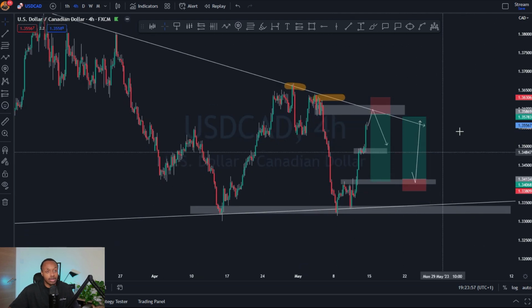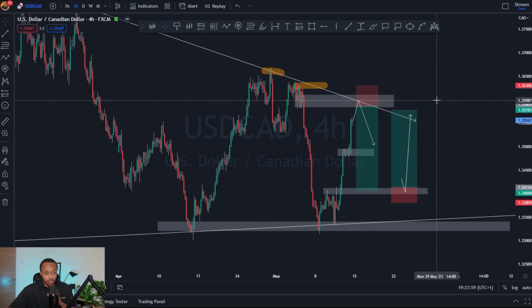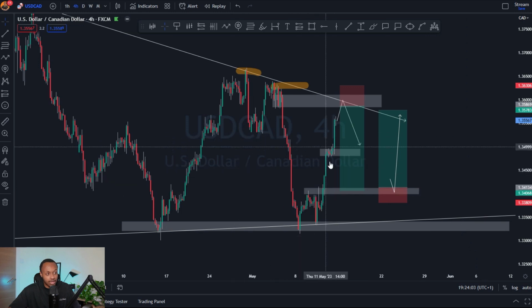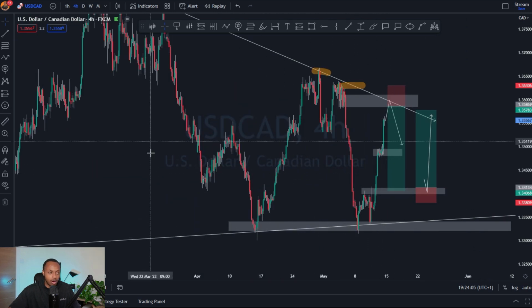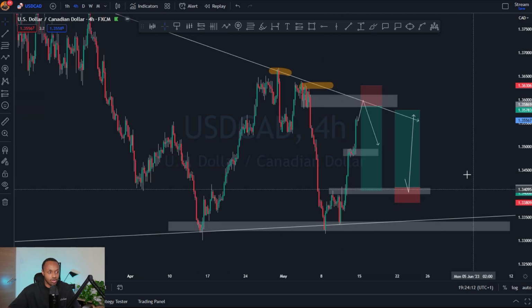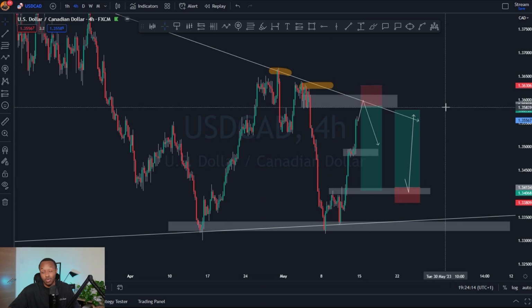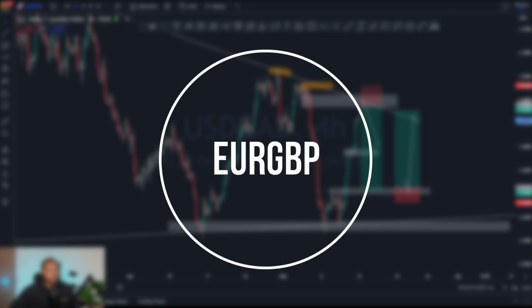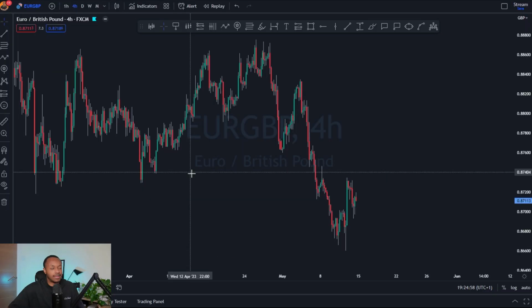So this is what I'm looking at for USD CAD into next week. Sells from around 1.36 and also buys from 1.34. Anything in here I'm not interested at all. Again, the market's kind of consolidating. I want to be sure that I'm at least trading from some solid areas where I can get a safe stop loss. So this is kind of my forecast for next week for USD CAD. And now onto Euro Pound.